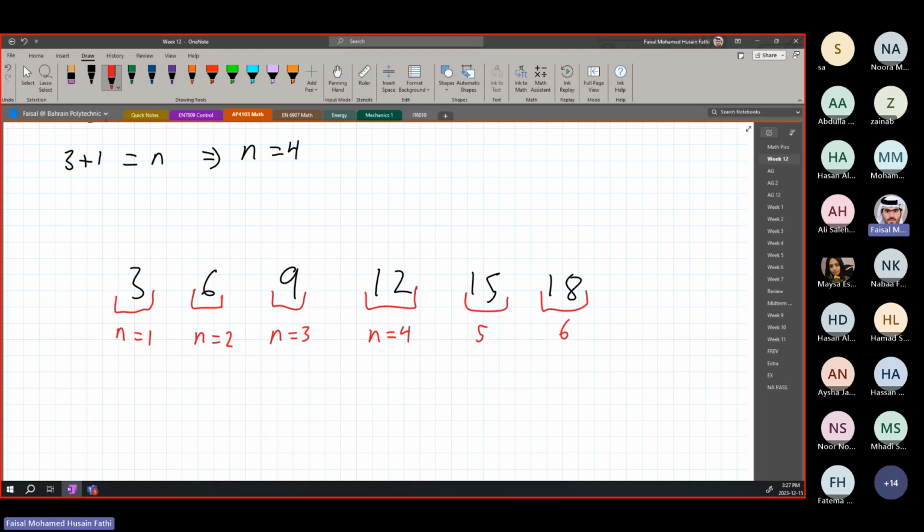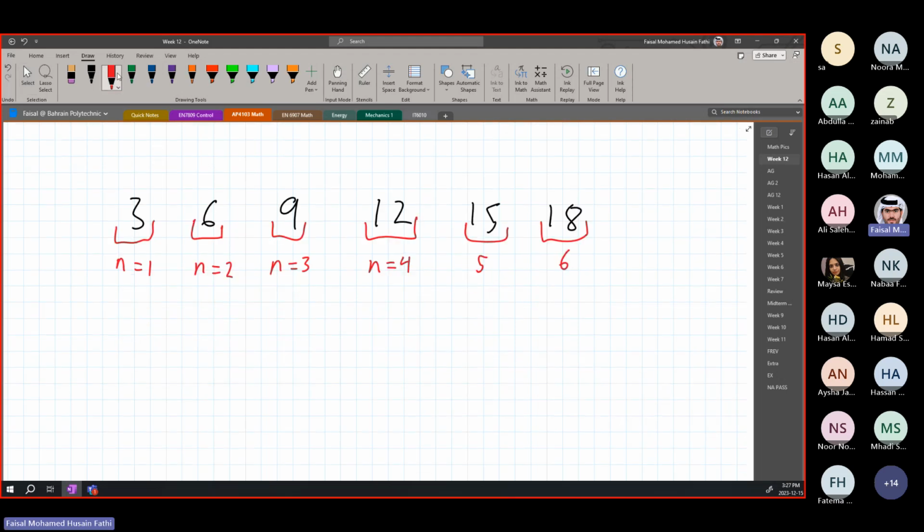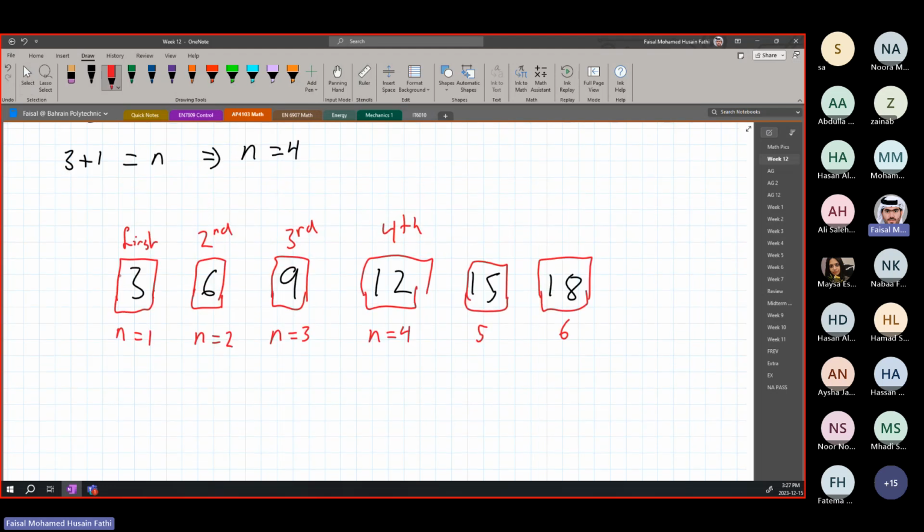So this is the first term. The 3 is the first term. Over here, the 3 is our first term. That's why the n is equal to 1. This is our second number in the sequence. Think of it this way. Think of it as if these are boxes. You don't know what's inside the boxes. These are just boxes that have something inside them. So this is your first box. This is your second box. This is your third box. Fourth box. That's what the n represents.